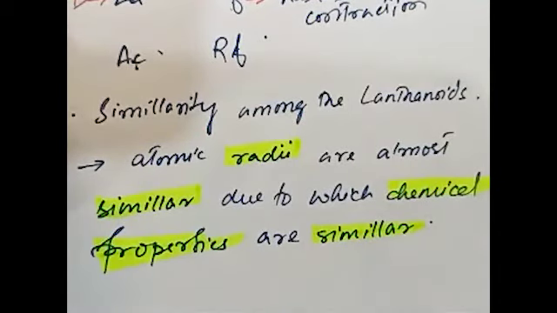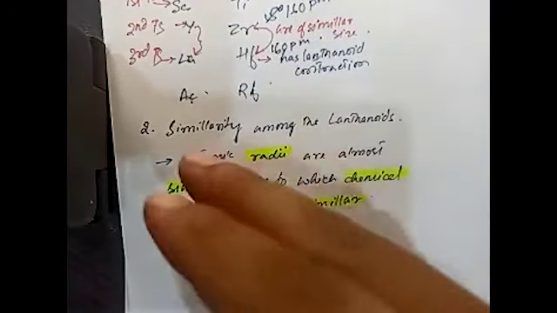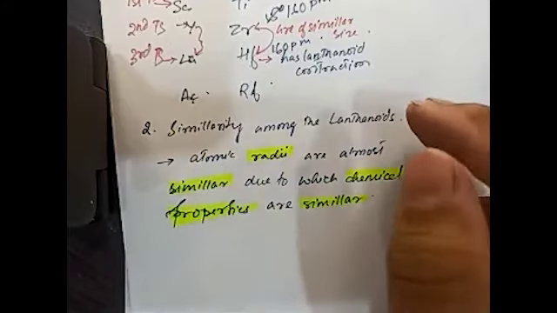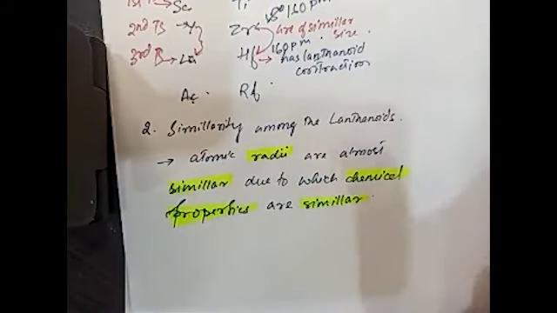Okay? So, তার কারণে actually our group wise similarity থাকে, but here period wise similarity আছে. Why is there period wise similarity? Because they are having almost the same atomic sizes.